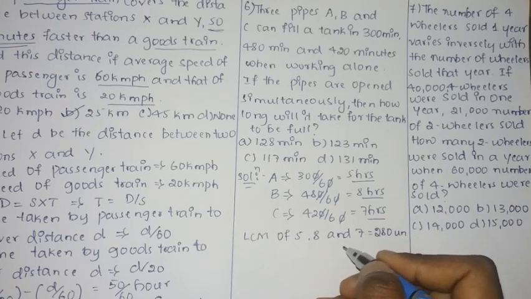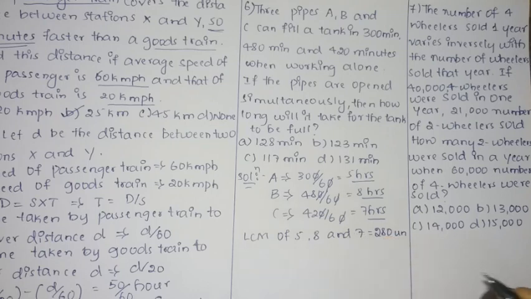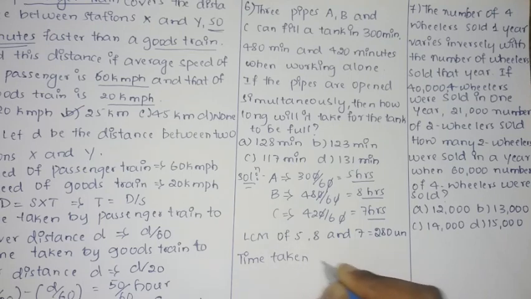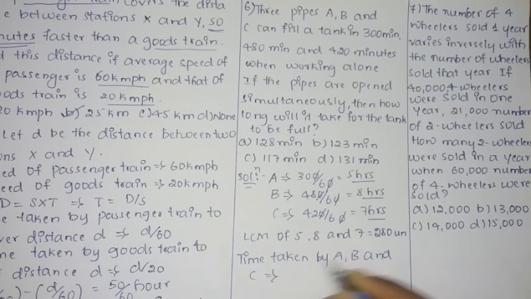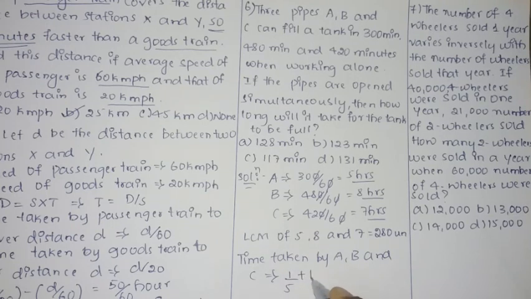So first thing is that you need to find the time taken. The time taken by A, B and C is equal to, with 280 units, 1 divided by 5 plus 1 divided by 8 plus 1 divided by 7. The LCM of this is 280 units. Next, 5 how much are 280, then 8 how much are 280 and 7 how much are 280, you are going to write it. If you are facing difficulty in finding this, you can do it as 280 divided by 5.